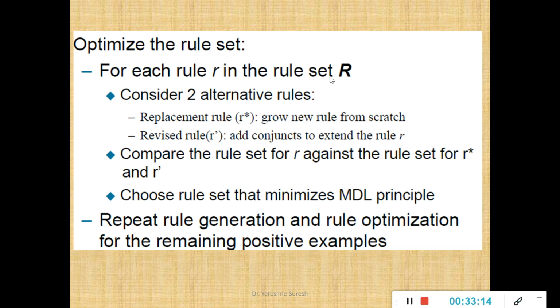So for each rule r in the rule set R, fine. Consider two alternatives. What are those? One is the replacement rule, the second one is the revised rule, represented as R* as well as R'. Grow a new rule from scratch, that means from the beginning start generating the rules. Or the revised rule: add conjuncts to extend the rule. Conjunct 1 and conjunct 2 and conjunct 3, or condition 1 and condition 2 and condition 3. Go on adding. Starting from the existing one and adding to it, I call that revised. Or from scratch you start designing the rules, that is called replacement.